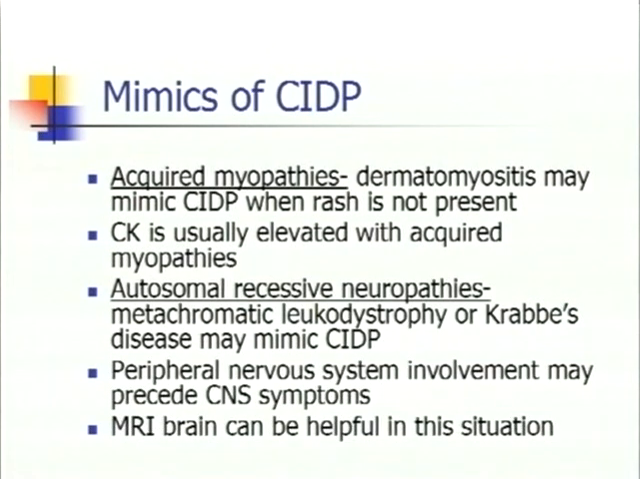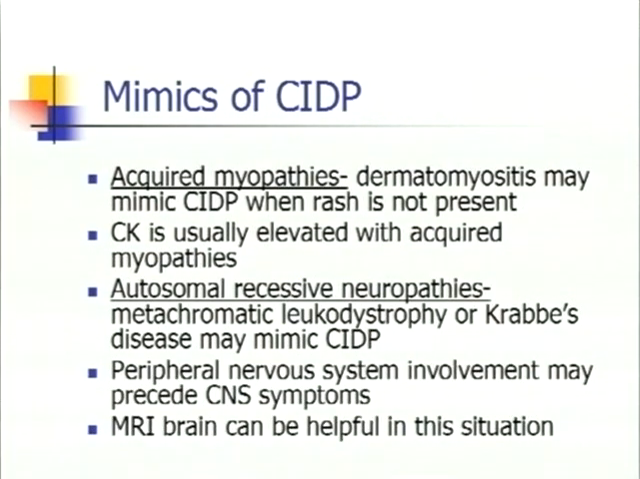Another mimicker of CIDP can be the so-called acquired myopathies, such as dermatomyositis, which may mimic CIDP when the rash is not present. Normally, the dermato part of this, the rash, usually distinguishes it from CIDP. But in acquired myopathies, you usually have evidence of muscle enzyme elevations, which is not seen when you have inflammation of the peripheral nerves.